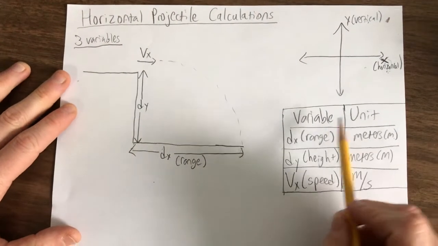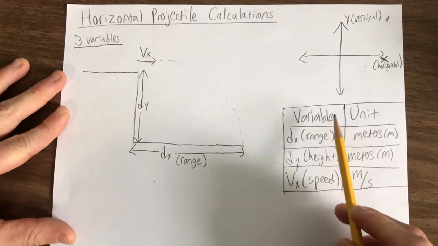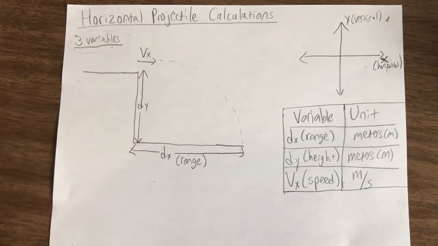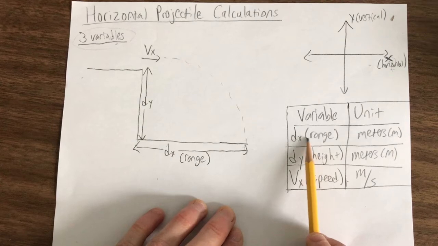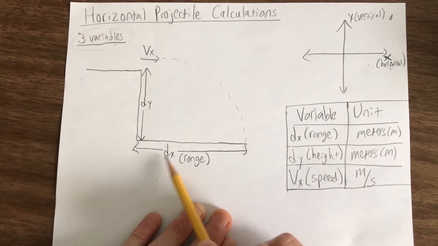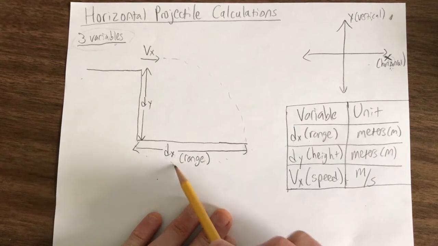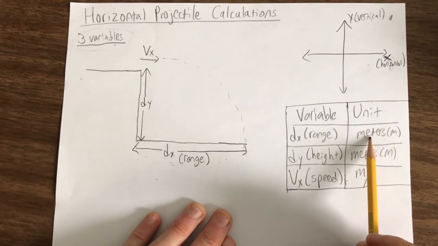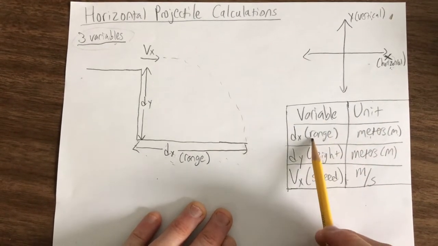All right, so next we're going to look at a little table here. You're going to have three variables that you're going to be asked this week to calculate two out of the three. But there are three variables you'll be given and have to understand. Left to right distance, or dx here, otherwise known as the range, is measured in meters. So you have a little unit here for meters.